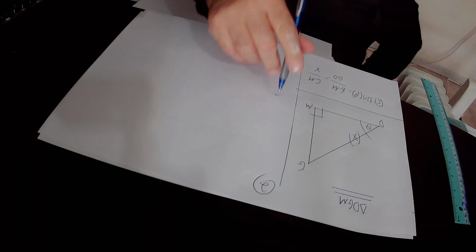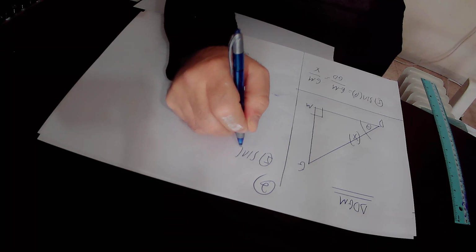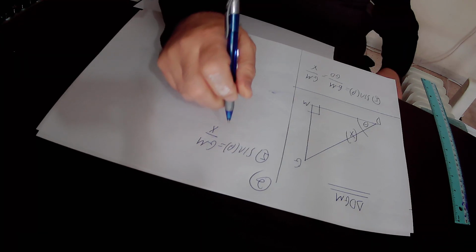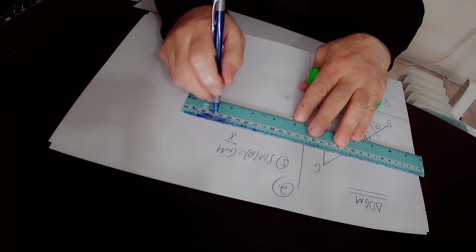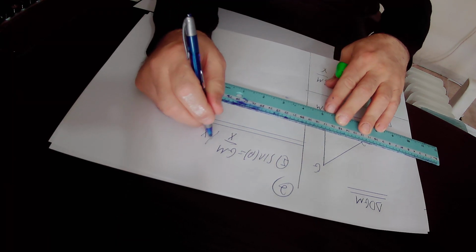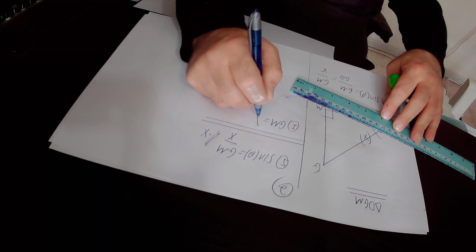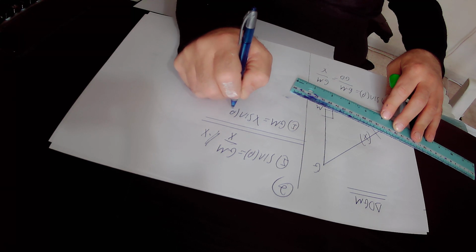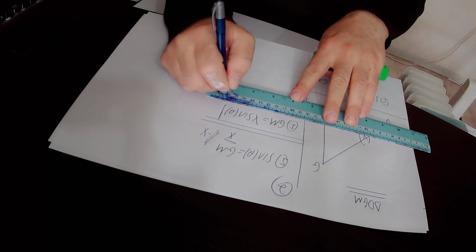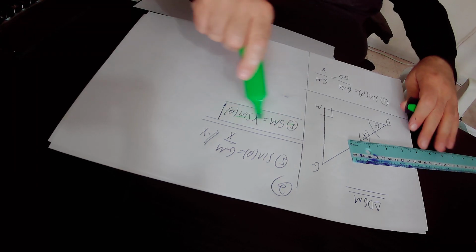So we found out that according to equation 1, sine theta equals GM over X. So here we multiply this equation 1 by X, and we get that according to equation 1, GM equals X times sine theta.